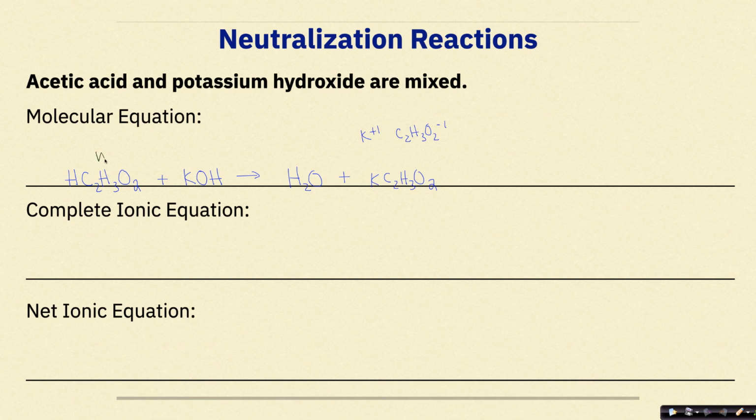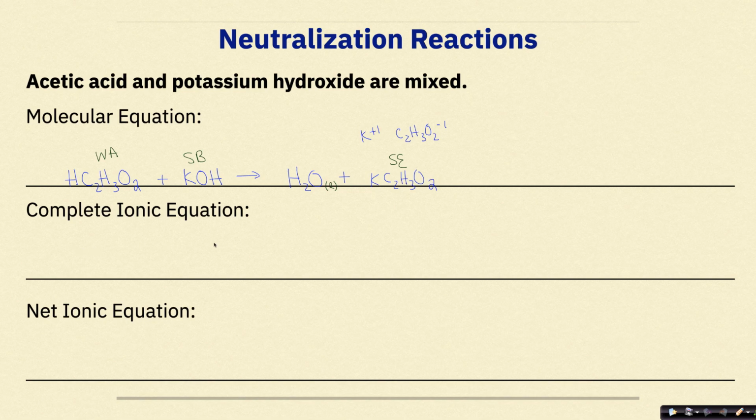HC2H3O2 is a weak acid, so I am not going to touch that in my complete or net ionic equation. KOH is a strong base. H2O is a liquid, so I'm going to leave that alone. And then KC2H3O2 is a strong electrolyte. So that is going to fully dissociate.